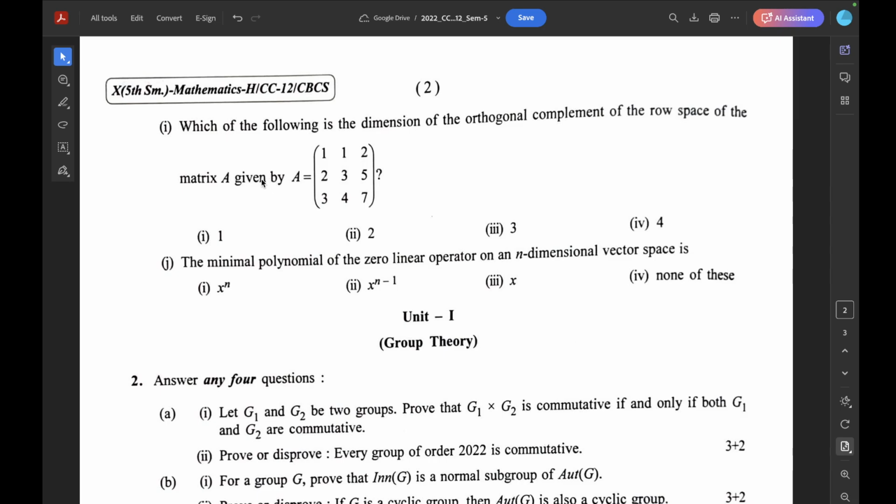Question I. Which of the following is the dimension of the orthogonal complement of the row space of the matrix A given by A equal to 1, 1, 2; 2, 3, 5; 3, 4, 7. We want the dimension of the orthogonal complement of this row space of this matrix.